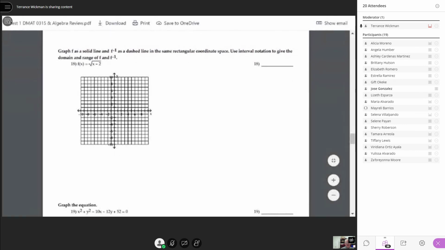Here it is. What does f of x really stand for, class? Y. So they want us to graph the original equation. Graph f as a solid line and f as a negative one. So if we graph 18 as a solid line, we simply put in our calculator y equals the square root of x minus 2. So let's do that. Let's put that in our calculator.